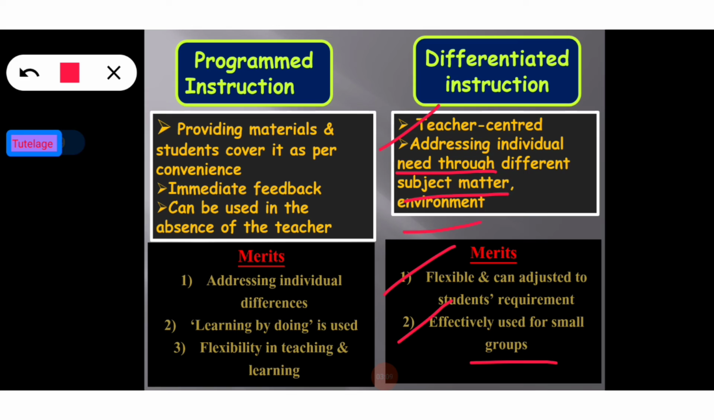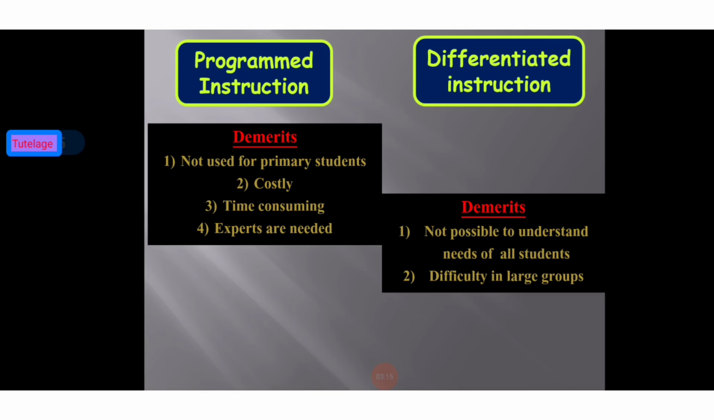Okay. So now move on to some demerits of differentiated instruction. So the first point is it is not possible to understand the needs of all students. Okay, the teacher needs to understand all students before planning differentiated activities for them, but it is not possible to understand the needs of all the students. And now going to the second point, difficulty in large groups. So there will be difficulty in implementing such a method for a large group of students. I think the differentiated instruction method's demerits are clear to everyone.